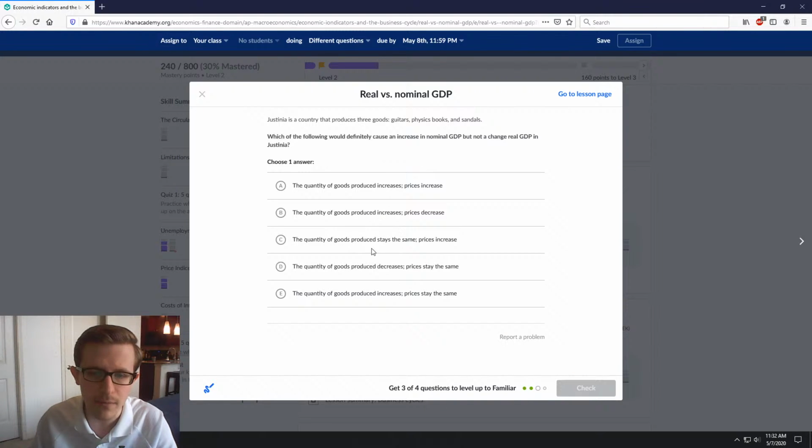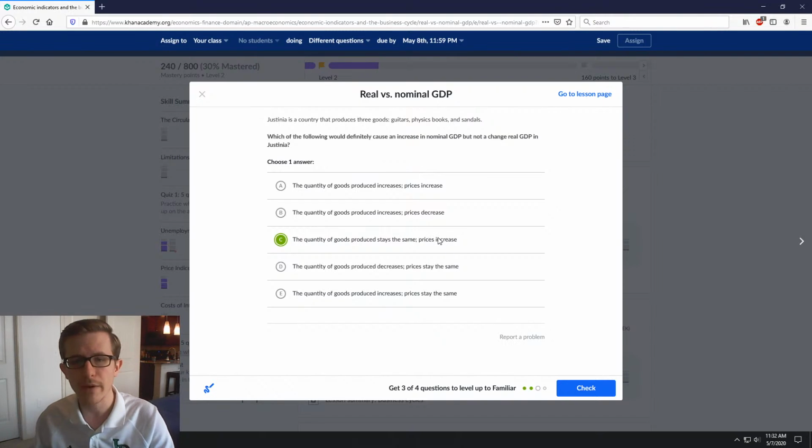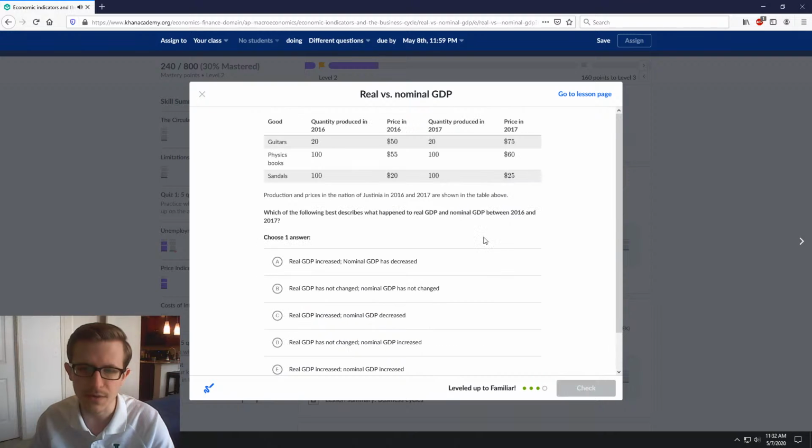Quantity of goods stays the same. This is the only one with quantity of goods staying the same. So it's very likely this one. And prices increase as well, and that's what we're looking for here. Because again, if real is not changing, that means that we're making the same amount. But if nominal is changing, that means something's happening with the prices. Because again, nominal is just the numbers, whereas real is what's actually being produced.